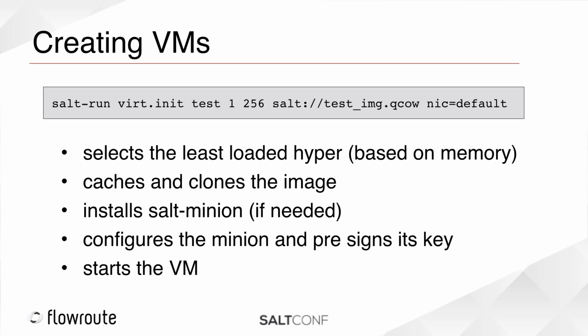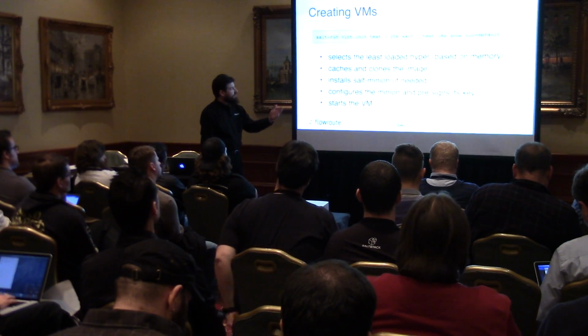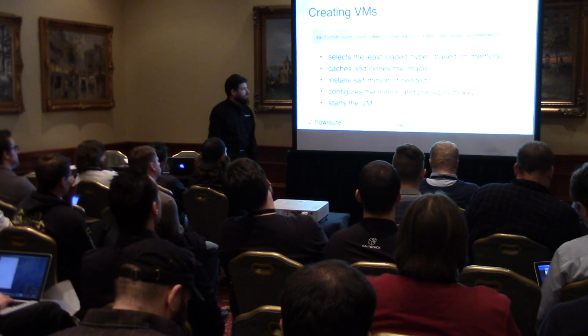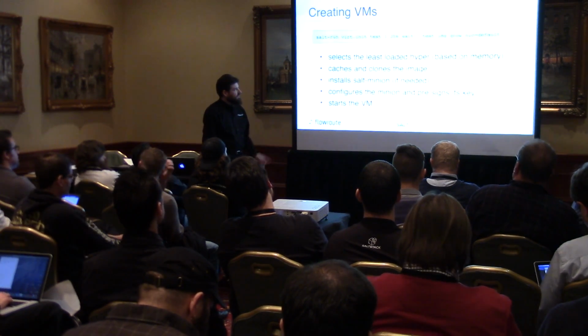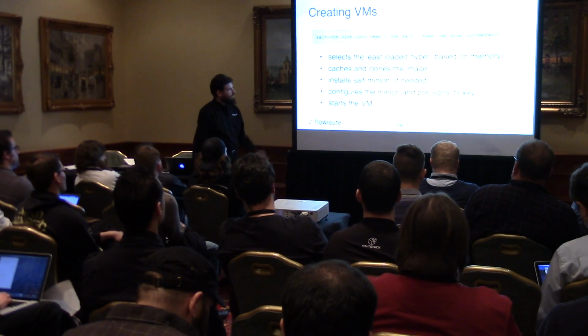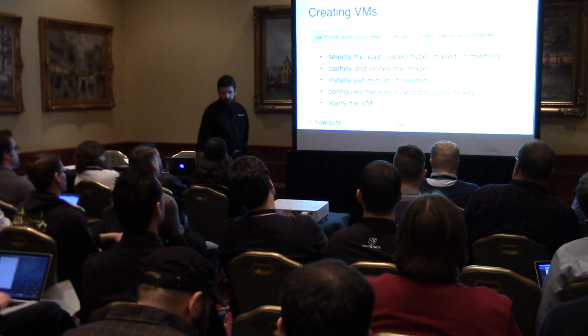So once you've got your host ready, this is really all there is to starting a virtual machine. Salt run virt.init, the name of the virtual machine, number of CPUs, the amount of RAM in megabytes, and the path to your image. So the path can be, in this case, an image on the Salt file server.